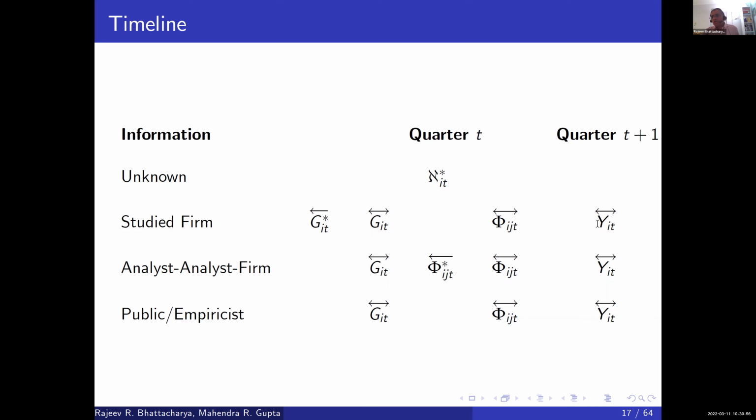But in order to get adverse selection, quality, accuracy, all of that stuff, we will make the additional assumption that this YIT double arrow, the disclosed earnings about quarter T, are the same as actual earnings.